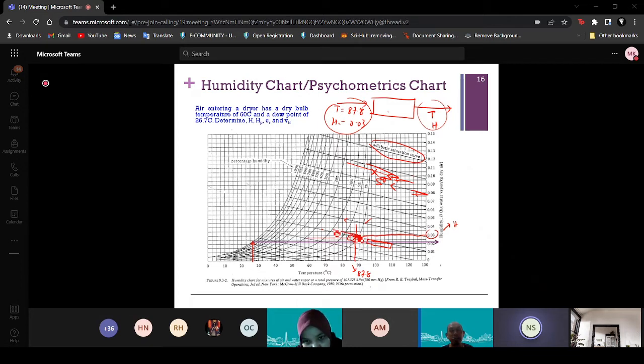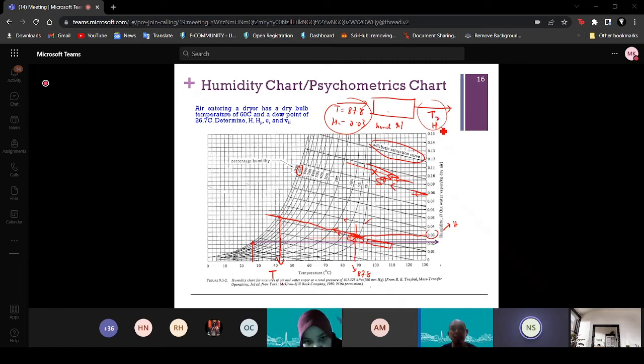Okay, so this line, draw it to anywhere. This line is parallel to the lower one. Continue. So where do we stop? Okay, it says it is humidified to 90% saturation. So you stop at 90%, because it says 90%. When you reach that 90%, you go down. So this is going to be your new temperature here.